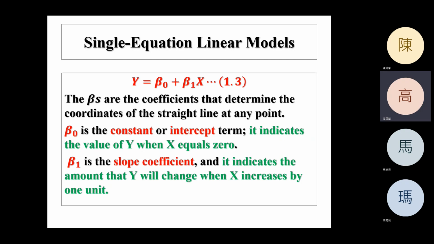And beta 1 is what we call the slope coefficient. It indicates the amount y will change when x increases by 1 unit. I think this is important for all of you to understand. The official name for beta 1 is the slope. So when we ask what is slope, you have to tell me that it is the amount y will change when x increases by 1 unit.